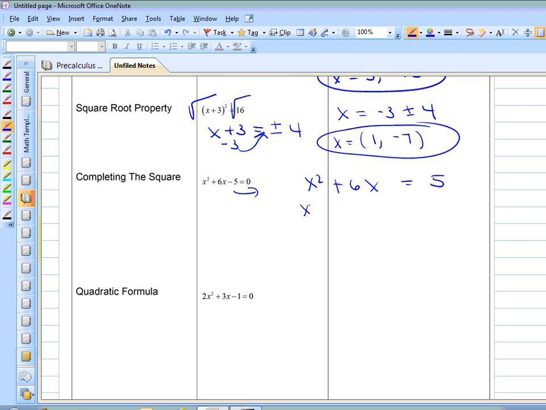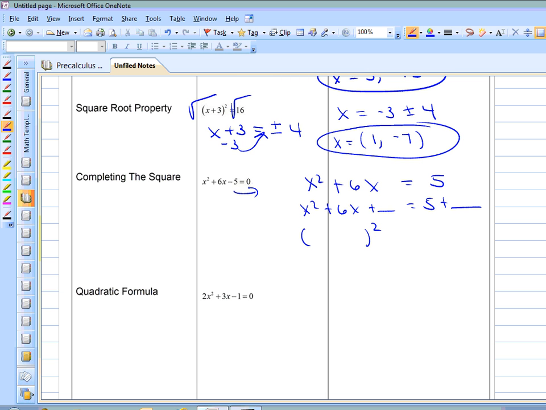So we're going to go ahead and write x squared plus 6x, and we're going to put plus blank equals 5 plus blank. And what we're doing is we're going to force a number to go here that will cause this to be a perfect square. And that is how we're completing the square. So we're going to go ahead and set up for completing the square.